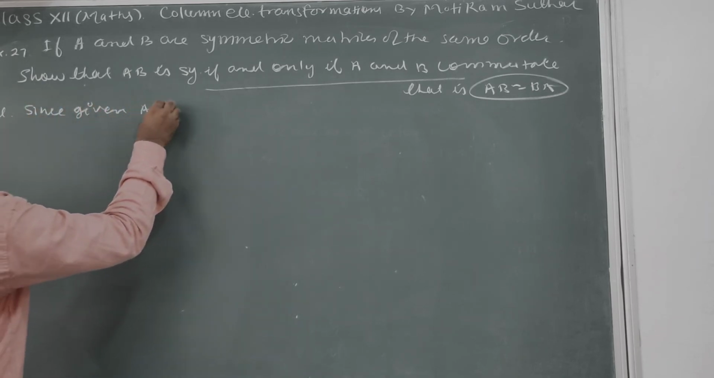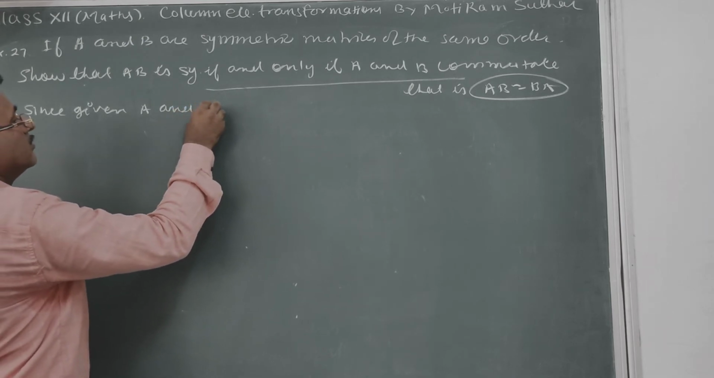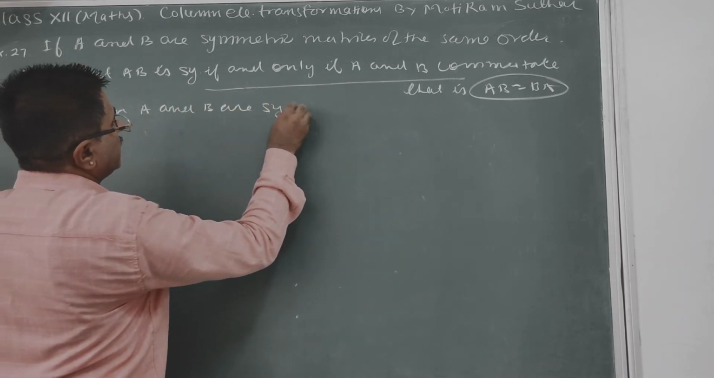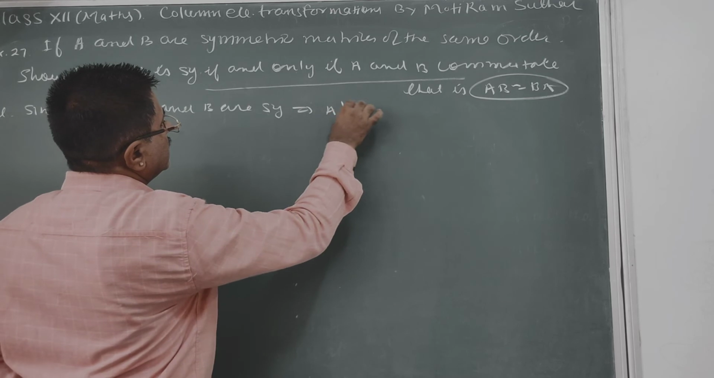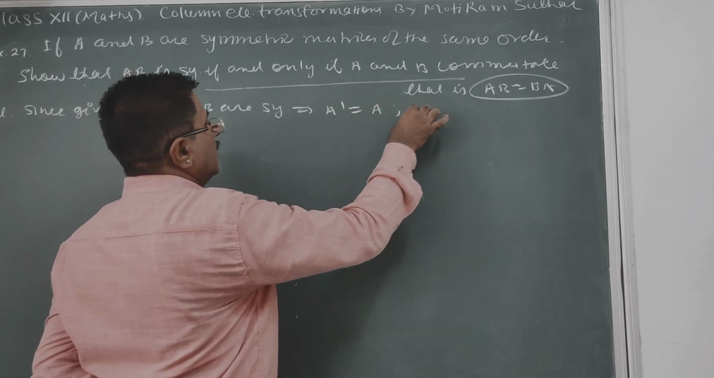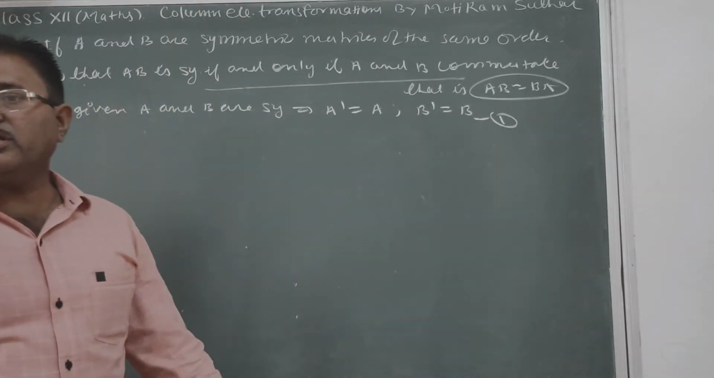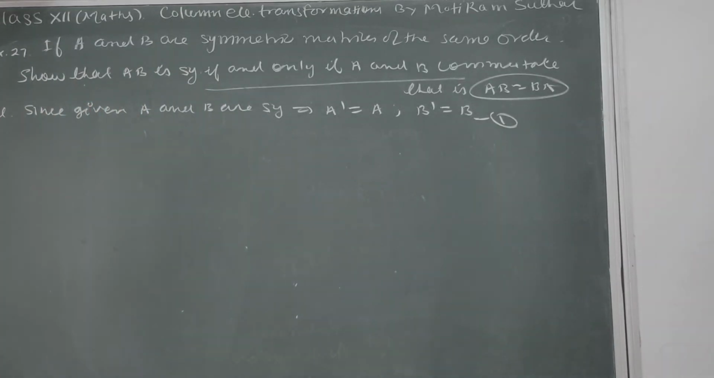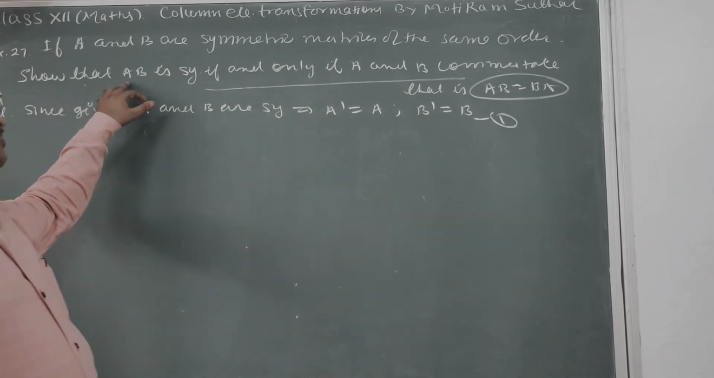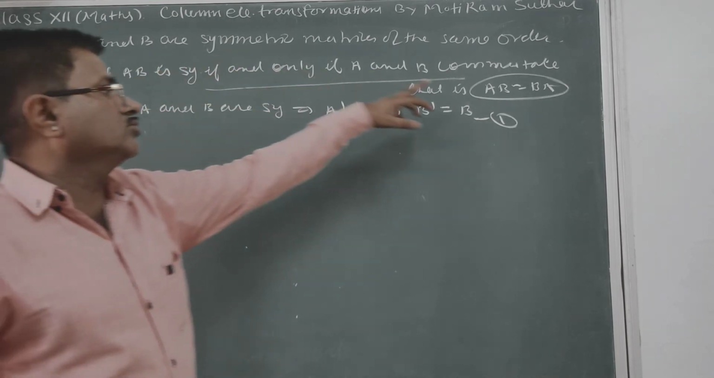Given A and B are symmetric, that is A transpose equal to A and B transpose equal to B. Symmetry की definition हमने ये पढ़ी थी. If two matrices are symmetric, then we can say that A transpose equal to A and B transpose equal to B. Now there are two conditions. Either if you are supposing AB is symmetric, then you have to show this.